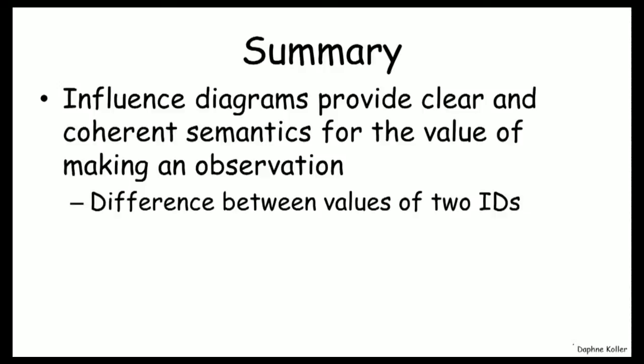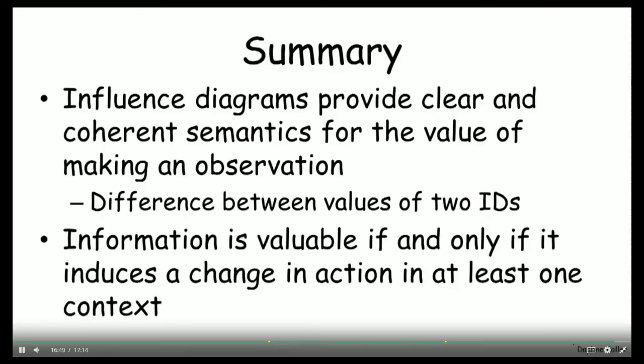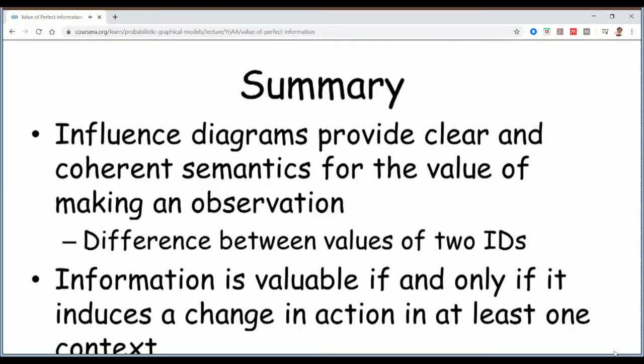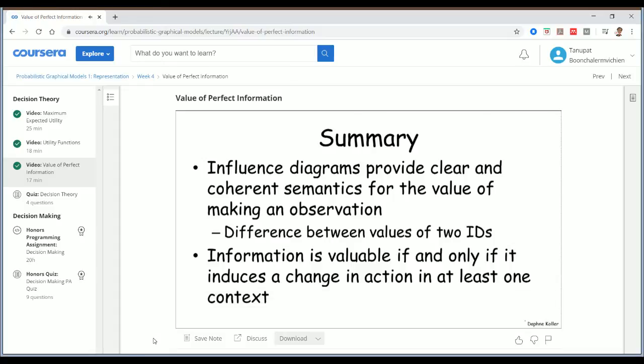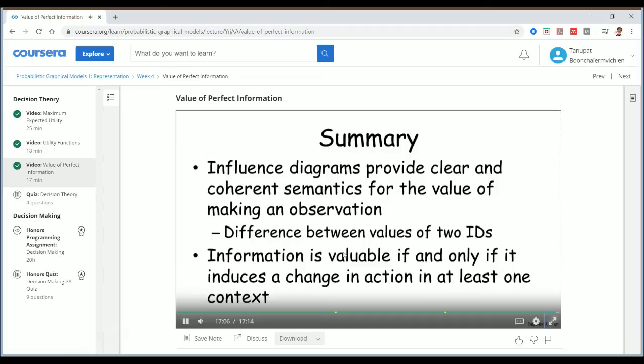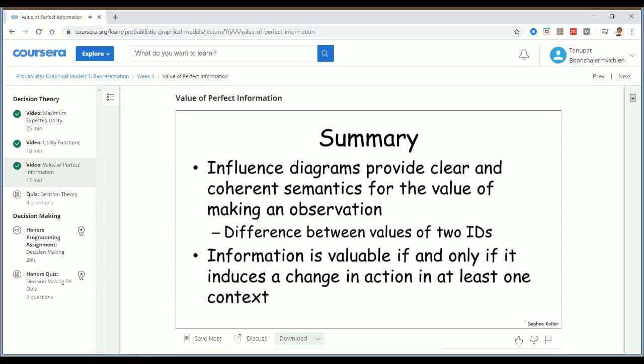So to summarize, influence diagrams provide a very clear and elegant interpretation for what it means to make an observation, as simply the difference in the expected utility values, or the MEU values rather, between two influence diagrams. And this allows us to provide a concrete intuition about when information is valuable, and that is only and exactly when it induces a change in the action in at least one context. And now, quantitatively, it means that the extent to which information is valuable depends both on how much my utility improves based on that change and on how likely the contexts are in which I changed the decision.